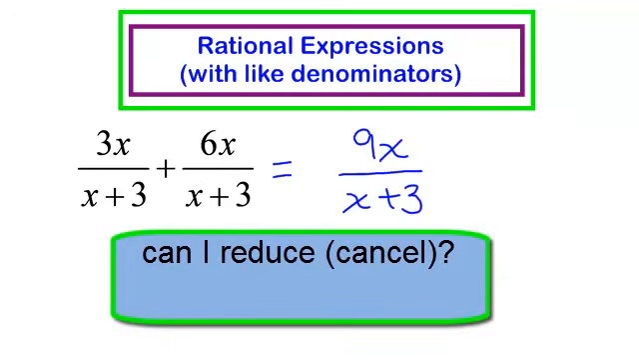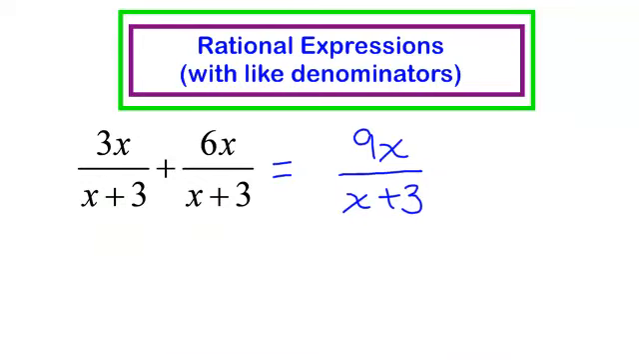Can I cancel those x's? Could I cancel that 3 and 9? I know you're wanting to, but don't. This is not x. This is not 3. This is x plus 3. And it will only cancel with another x plus 3. So you're done. One more problem to go.